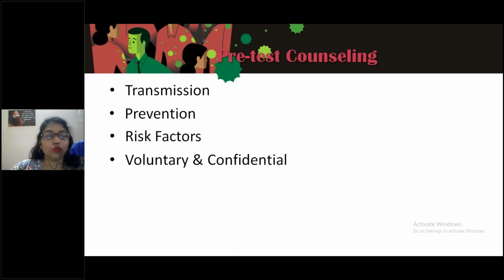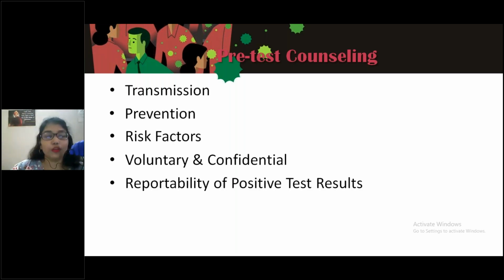You can't go and tell their spouse. So all those things are highly confidential. So reportability of the positive test results is also very much important.